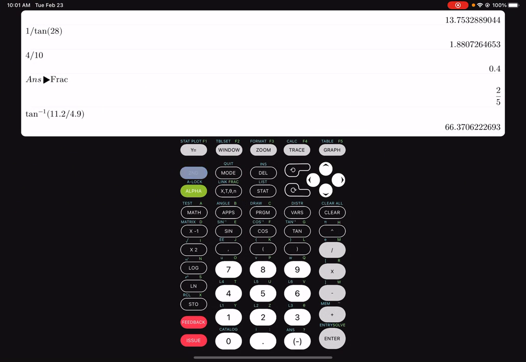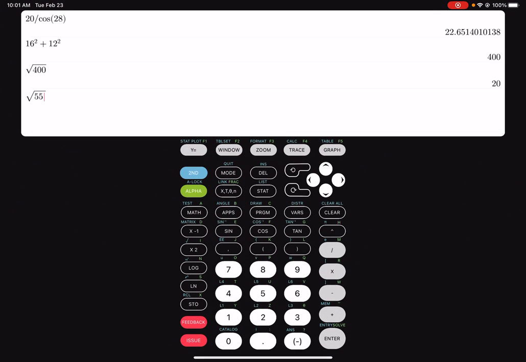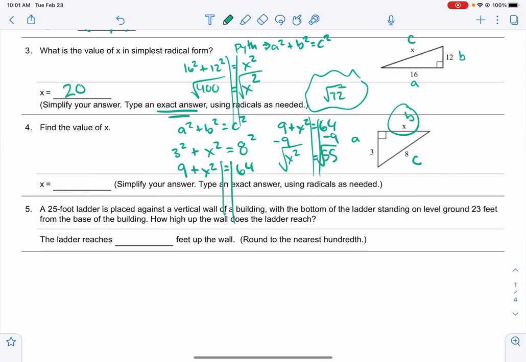When I take the square root of 55, I get 7.416. I get a great big, long, ugly number. So what it wants you to do is leave it as root 55. Because look at the answer right here. It says to type an exact answer. So don't put the decimal, put square root 55. That would be an acceptable answer for that one.